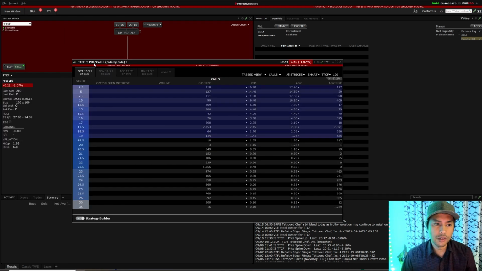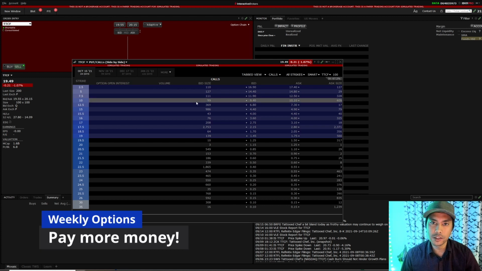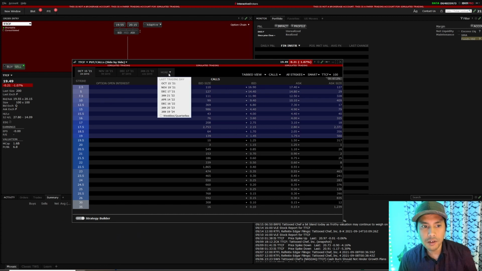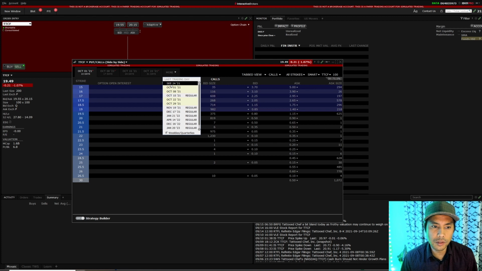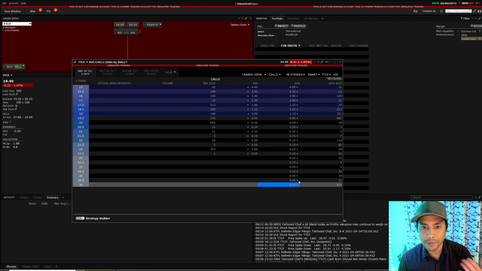Go over down here to options chain. So what we want to do is first have a look at the dates, and it says here that it's October 15th for this table. That's not what we want, so that's 24 days away. What we want to do is a closer date, which is the 24th of September, which is the end of this week. So we click here on more, and it should say weeklies and quarterlies. We can now see September 24th, so if we click that, that will bring up the table for our call options.